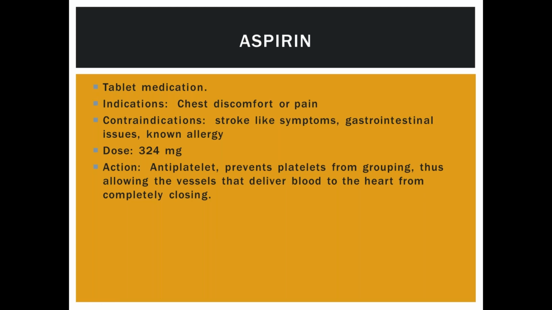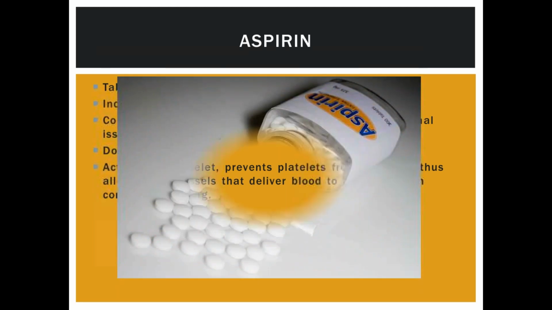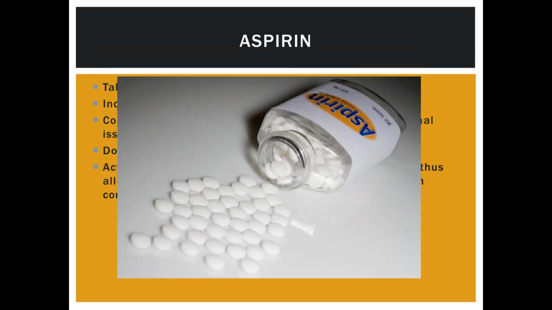Now the mechanism of action is going to be an antiplatelet. So remember, our platelets are the grouping aspect within our blood that actually create clots in order to stop bleeding. So with an antiplatelet like aspirin, it's going to make those platelets slippery. So it allows that blood basically to slide by any type of blockage much easier. So if that patient is having a STEMI or a myocardial infarction, it's going to allow for the blood to flow past that blockage easier.